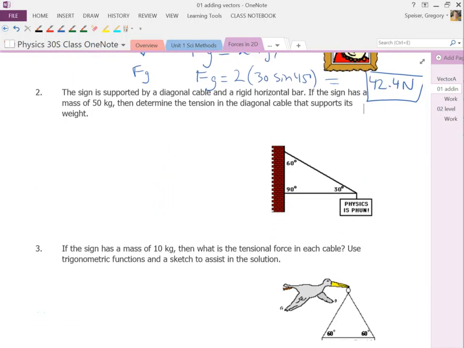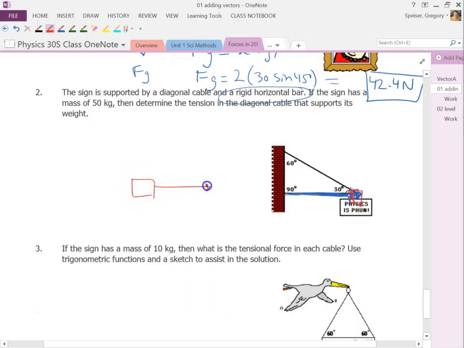This one's a little bit different. This is a sign that's supported by a diagonal cable and a rigid horizontal bar. So the horizontal bar, this one here, is a bar that pushes. So if I say I want to draw a free body diagram of this spot right here, analyzing the sign. So here is the sign. It's being pushed to the right. Like this bar isn't pulling, it's not a cable that's pulling, it's actually pushing to the right. While this tension, this is a cable that pulls up left.